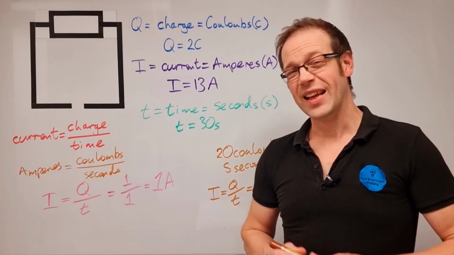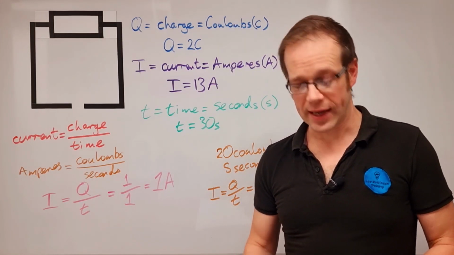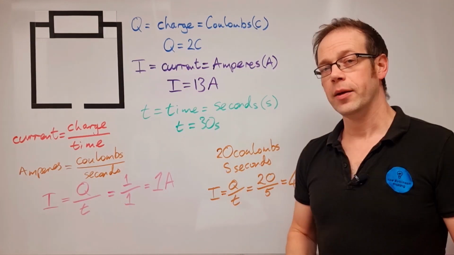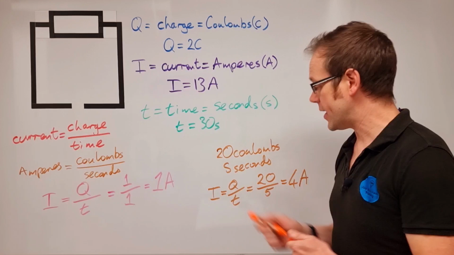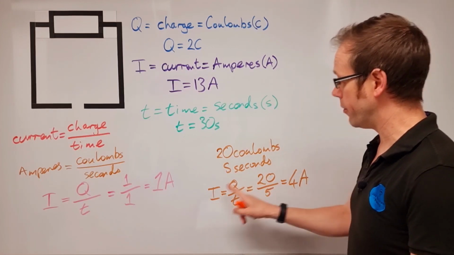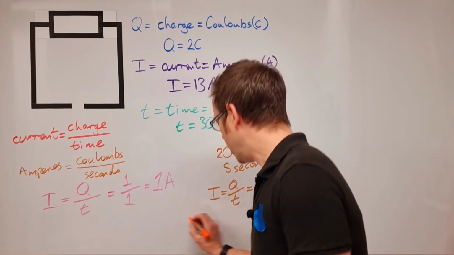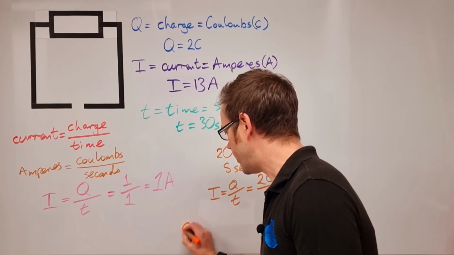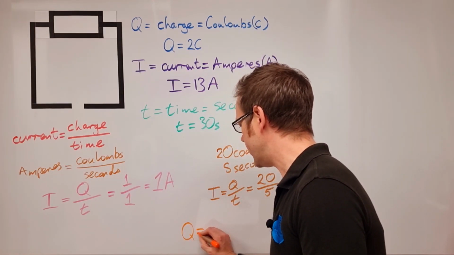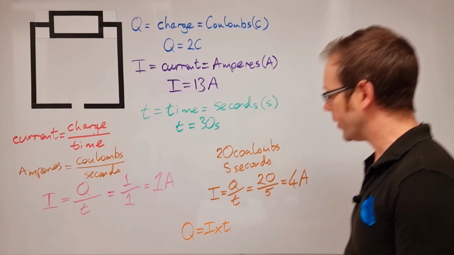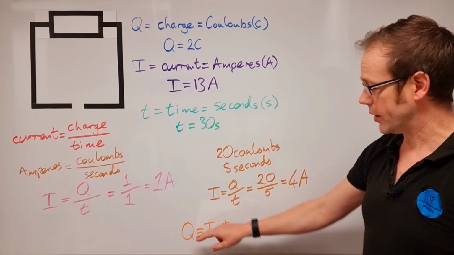However, it's pretty unlikely that we're ever going to need to do that as electricians. In fact, this formula very rarely comes up for electricians. But there is one interesting side effect, and that's if we change this formula around a bit. Instead of writing it as I equals Q over T, we can rearrange it, we can transpose it so it looks like this. Q is equal to I multiplied by T. It's the same formula, we've just jigged it around.